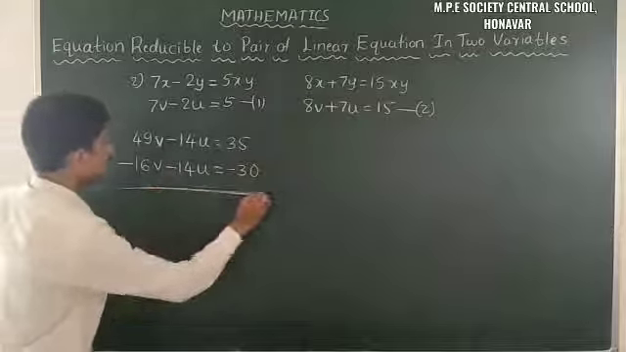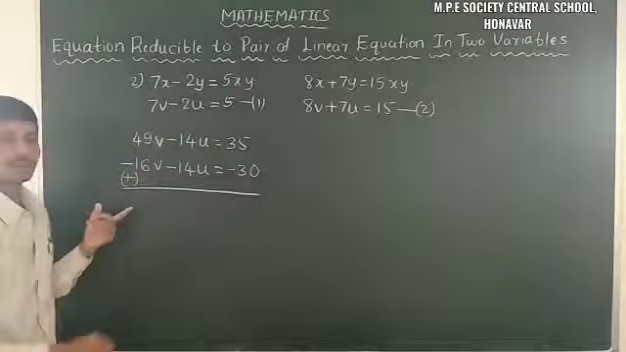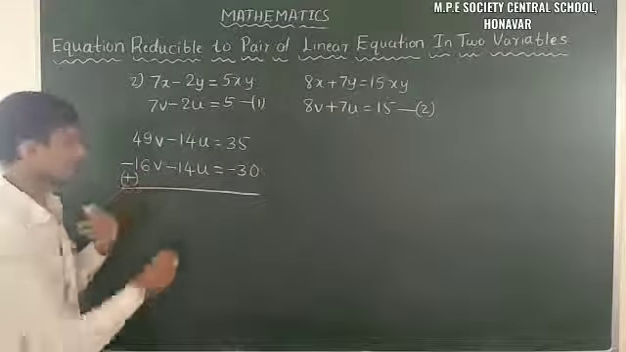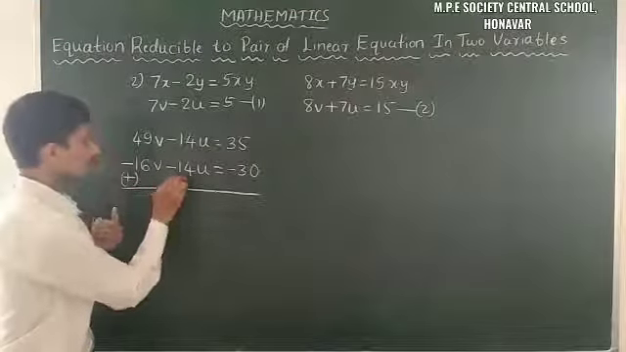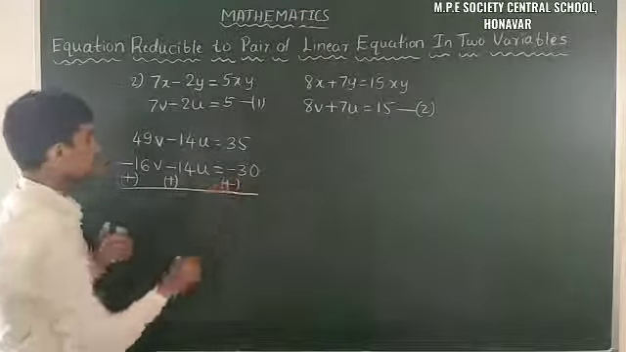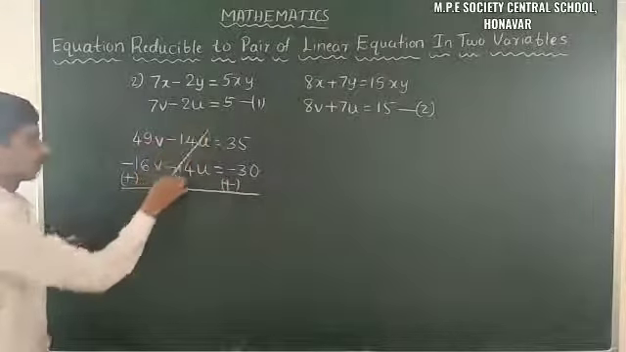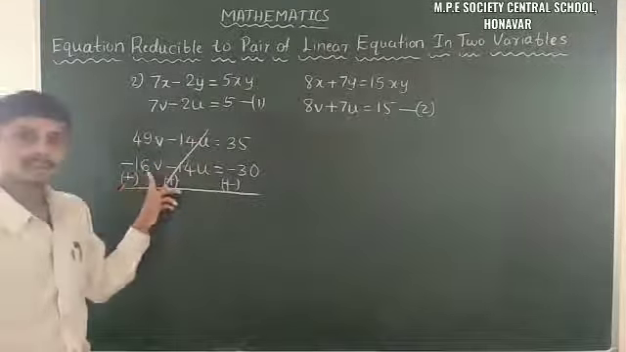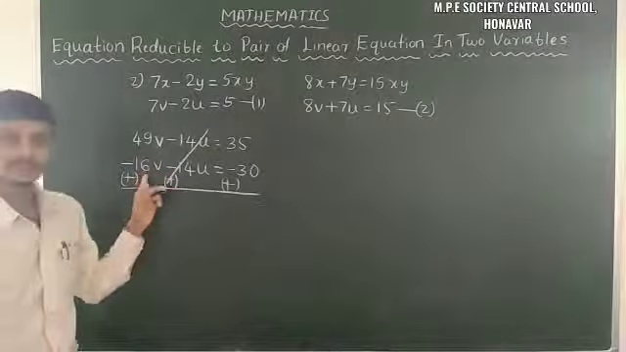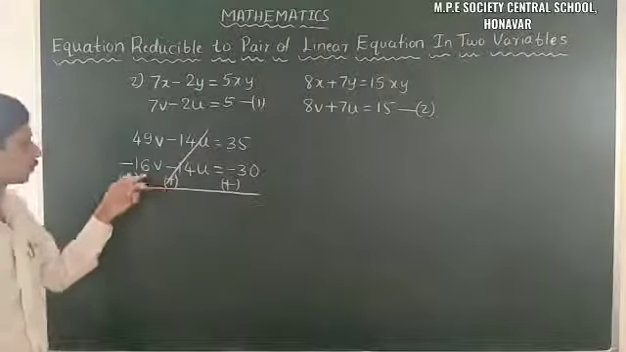So what happens here? We have to add here. So it is minus and plus, so I will cancel out the u terms. So here what happens? 49 plus 16. 49 plus 16 is what?